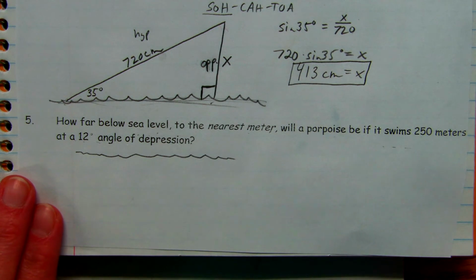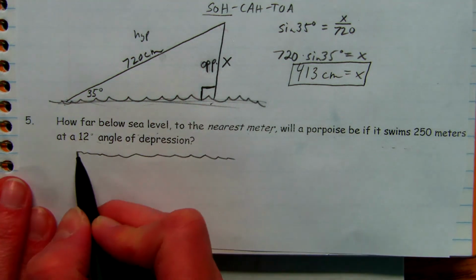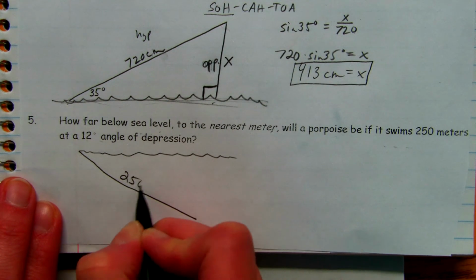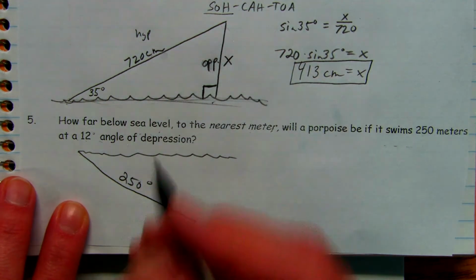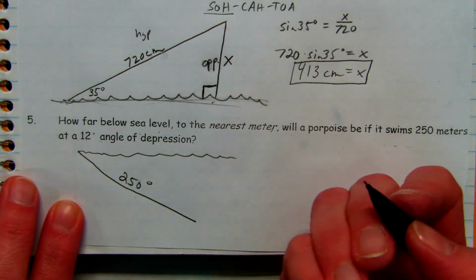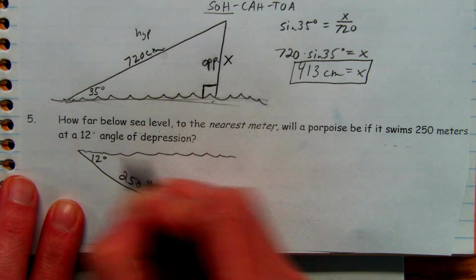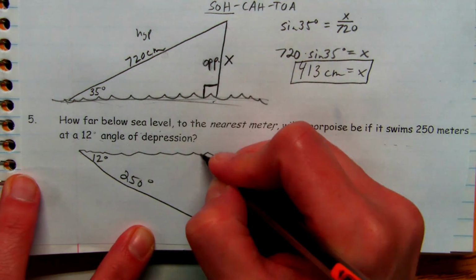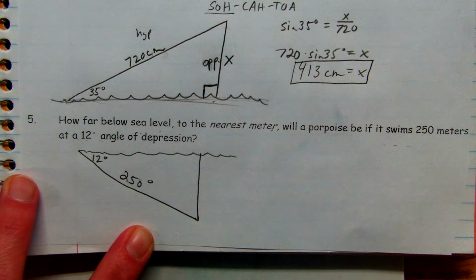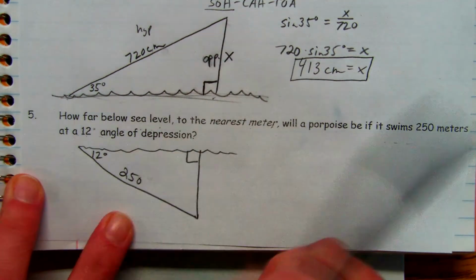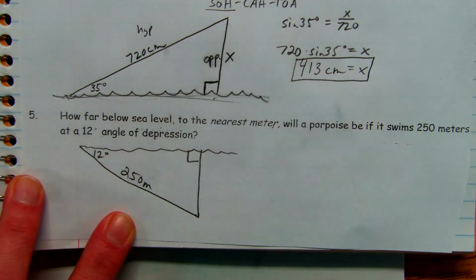Okay, and it is swimming 250 meters down like this at an angle. And it tells us that that angle of depression is 12 degrees. So as long as we're making the 12 degrees with that horizontal line right there, we're good. And it should be 250 meters, meters instead of degrees. Thank you. I'm having one of those senior moments.